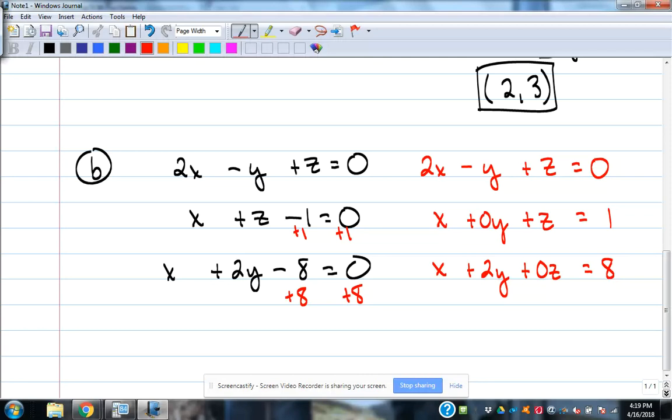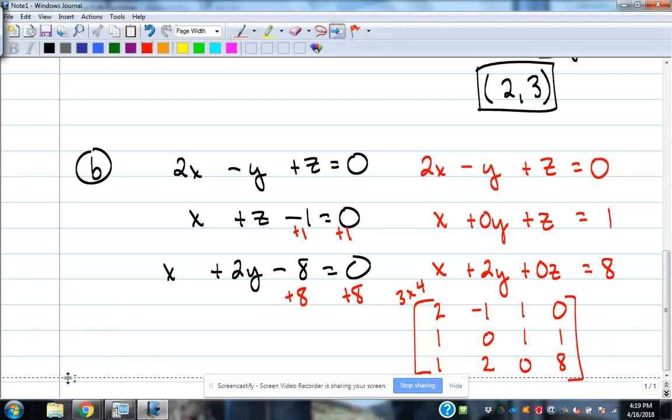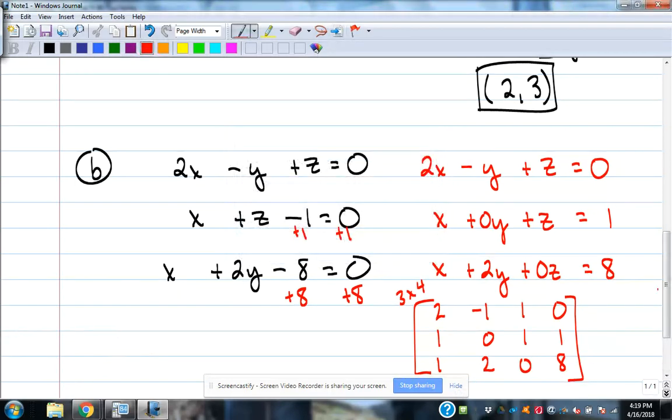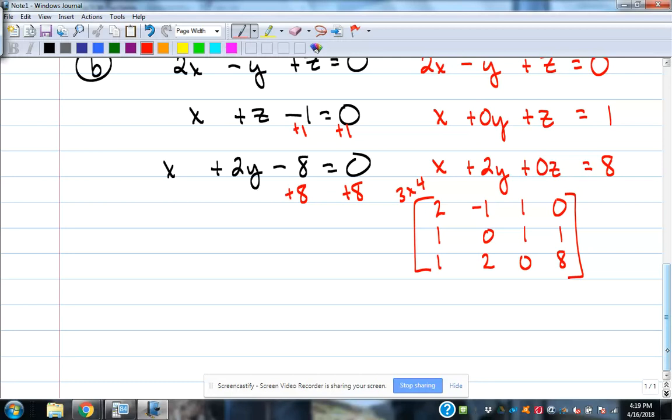So we're going to set up that matrix. What size should this matrix be? A 3 by 4. 2, -1, 1, 0. 1, 0, 1, 1. 1, 2, 0, 8. That is the matrix that we want to type into our calculator. All right, 3 by 4.